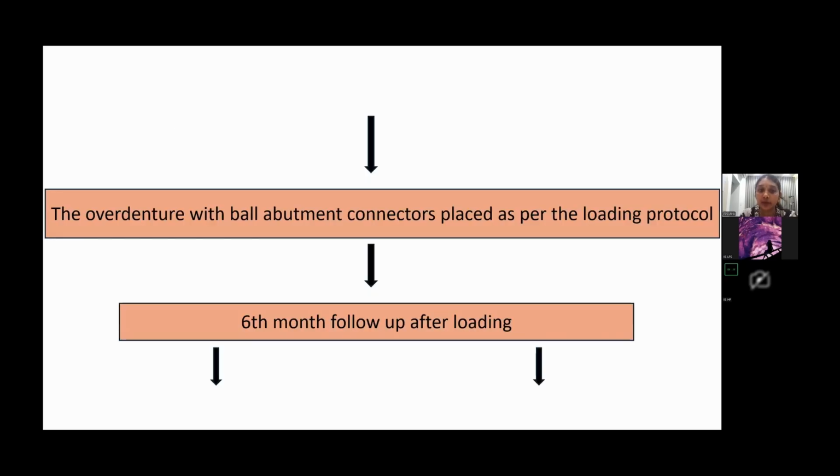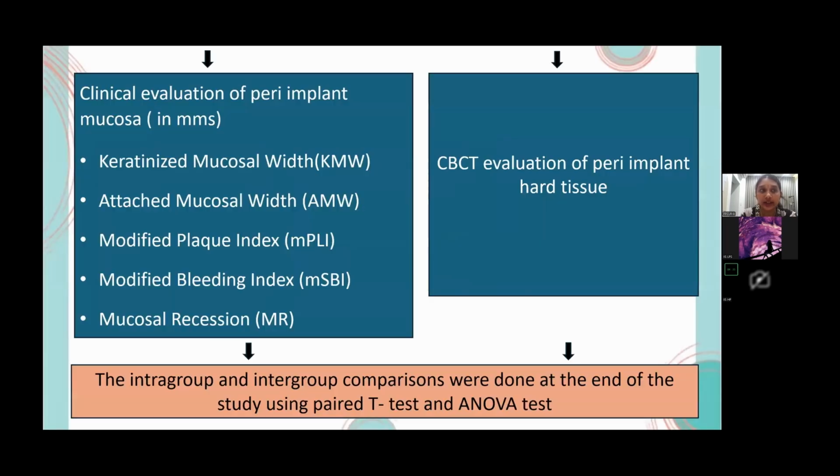The overdenture with ball abutment connectors was placed as per the loading protocol. There was a 6 months follow-up after loading. The clinical evaluation and radiographic evaluation were done. Under clinical evaluation, keratinized mucosal width, attached mucosal width, modified plaque index, modified bleeding index, and mucosal recession were assessed. Intergroup and intragroup comparisons were done at the end of the study using paired t-test and ANOVA test.